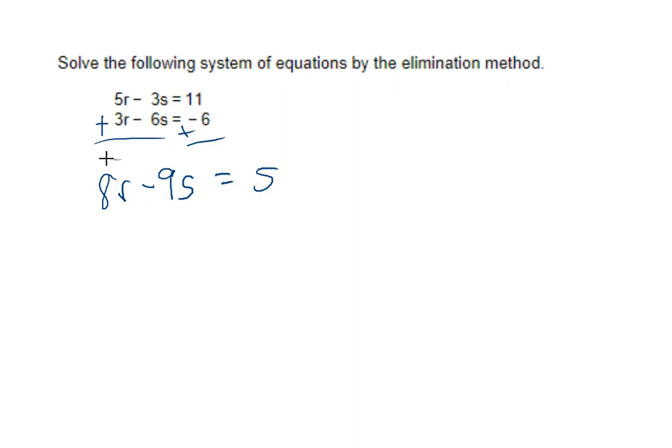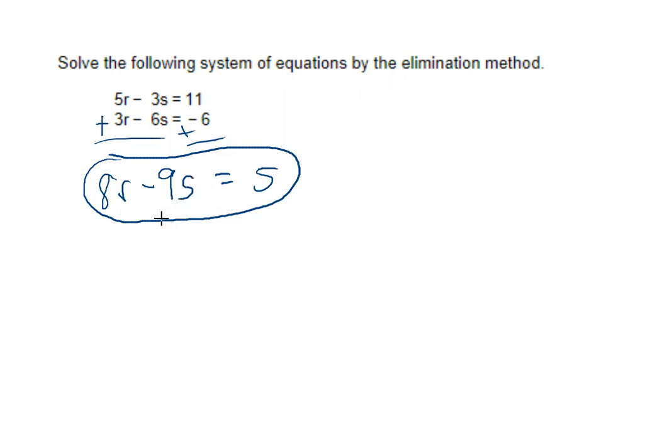Right? And while this equation is true, if 5r minus 3s equals 11, and if 3r minus 6s equals negative 6, then it's also true that 8r minus 9s would equal 5. So it's a true equation, but I'm no closer to finding my solution. I can't solve this for r. I can't solve it for s because they're in each other's way, right?